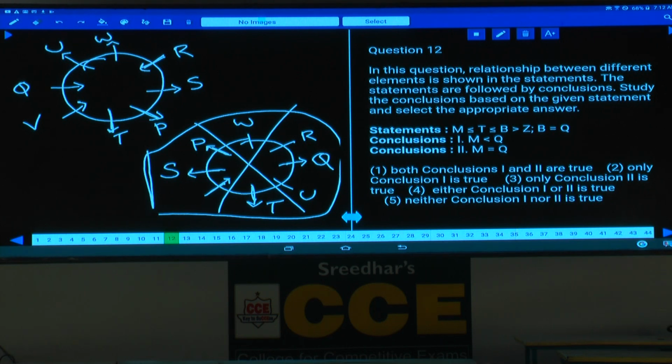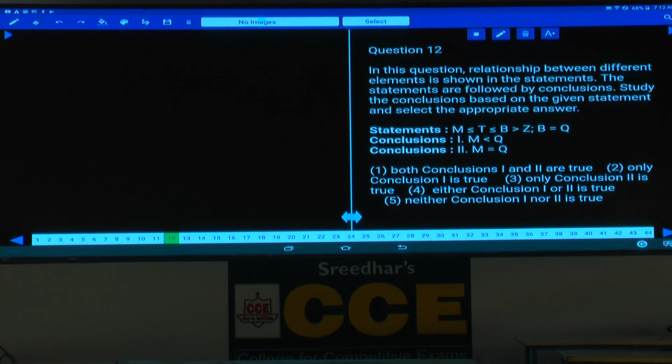Now 12 to 16. Now these questions are based on what? Inequalities. Starting with 12, the relation between M and Q. Now if you observe here, both these conclusions are in between the two letters M and Q. First, M, what is the letter which is common here? B is the letter which is common between these two statements.